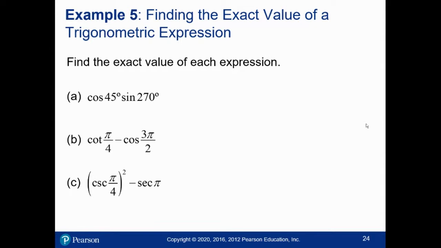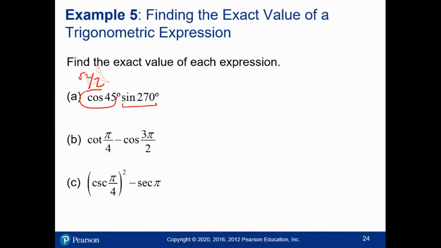Now things are getting a little trickier. Can you find the exact value of each expression? So I'll do the first one, all right? Cosine of 45 we actually already did. It was on the previous slide. Cosine of 45 was exactly root 2 over 2.